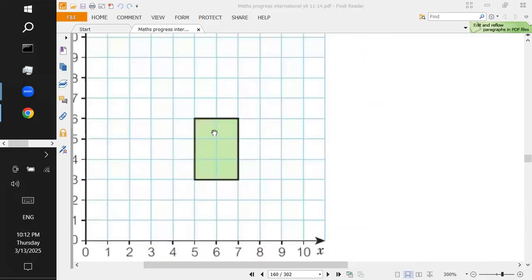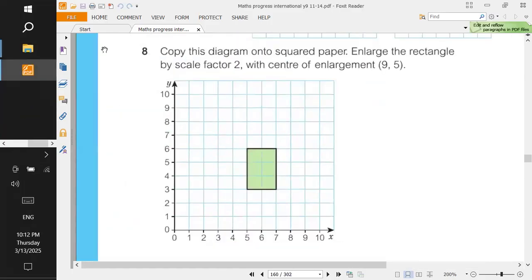So basically, let me use this shape here to explain the enlargement of a positive scale factor. So first thing you do, you have to find the center of enlargement. The center here is given by a coordinate. The coordinates are 9 and 5. This is the x and this is the y. So basically 9 on the x and 5 on the y. So the center will be over here. First thing you do, you plot the center of enlargement, I'm sorry, I said translation. Okay.